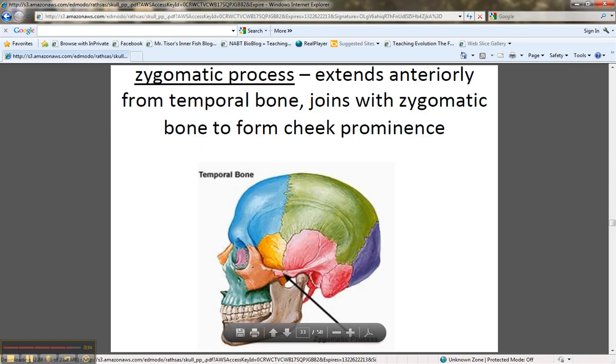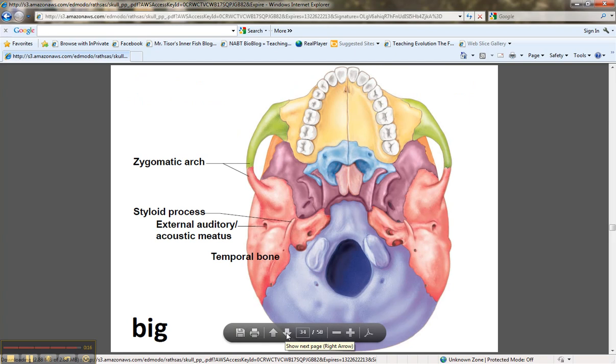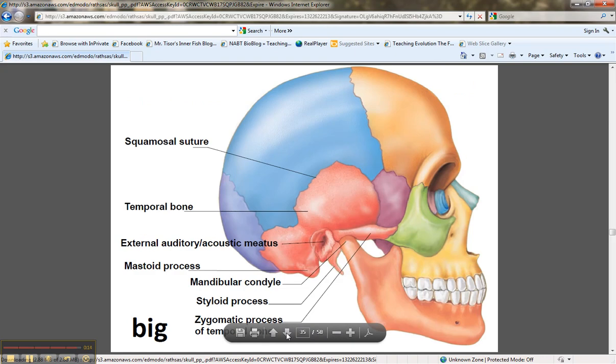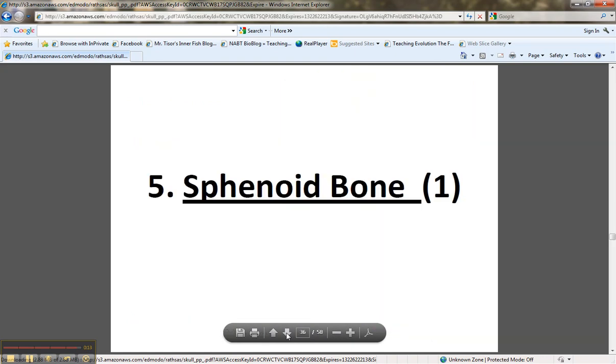Last is the zygomatic process. We call it the zygomatic process of the temporal bone, and it extends anteriorly from the temporal bone and joins with the zygomatic bone, which is this orangish one, and it forms the cheek prominence. And here are the pictures that you had to put on. Next is the sphenoid bone.